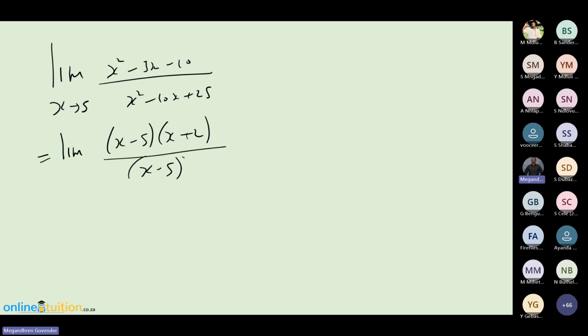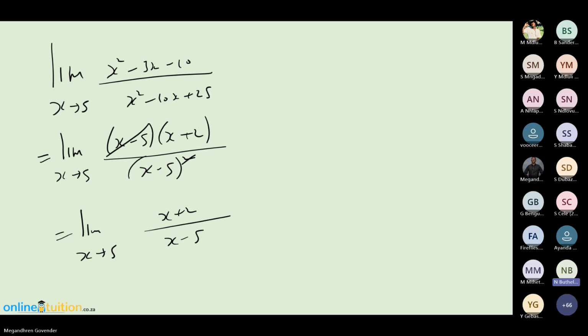Yes. And this is x minus 5 squared as x tends to 5. That will cancel one of that, and you're going to get the limit of x plus 2 over x minus 5 as x approaches 5, correct? Yes. But then you see there's a problem there, right? You're going to be dividing by 0, so this becomes undefined, isn't it? Okay. Because you've got a vertical asymptote at x equal to 5.